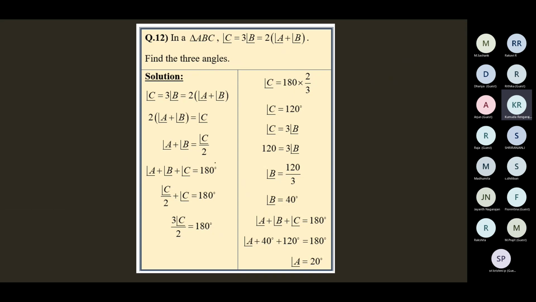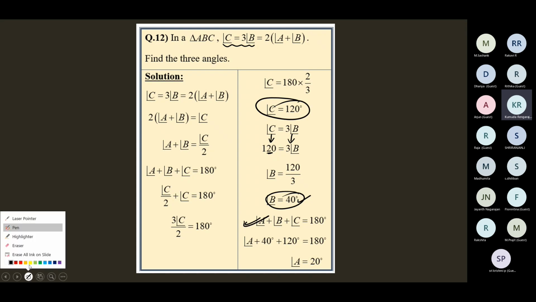So now we found angle C. And what is given? Angle C is thrice of angle B. So that means angle C, under angle C I've written 120, is equal to thrice of angle B. So angle B is equal to 120 by 3, angle B is equal to 40 degrees. Now use the angle sum property. You found angle C and angle B. So you can find angle A using A plus B plus C is equal to 180.